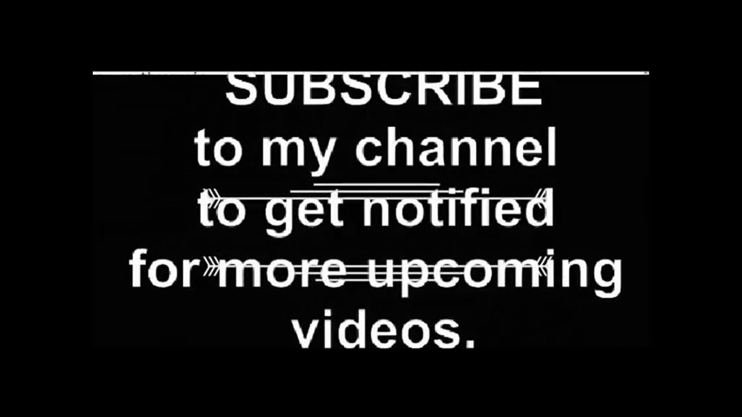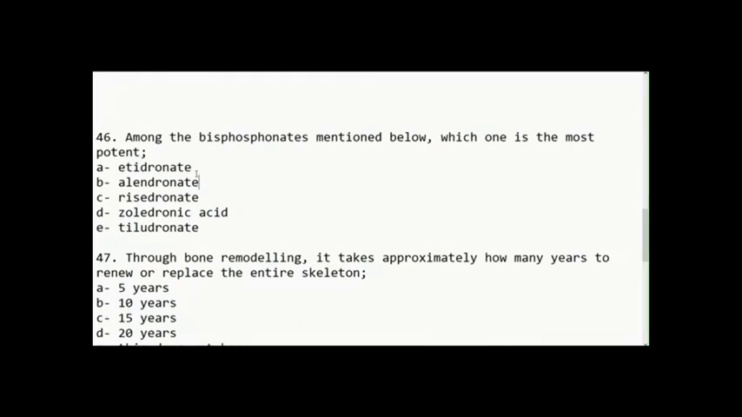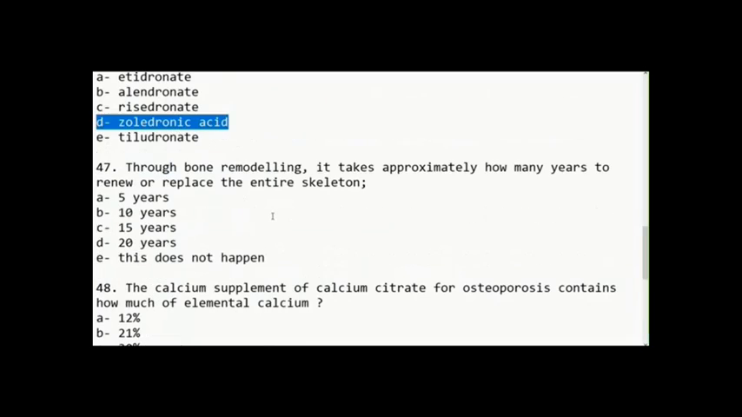Now the next MCQ, among the bisphosphonates mentioned below, which one is the most potent? Options are etidronate, alendronate, risedronate, zoledronic acid, and tiludronate. Now the correct answer is D. Zoledronic acid is the most potent bisphosphonate among these options.